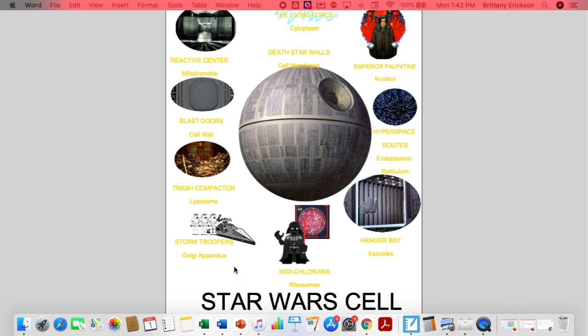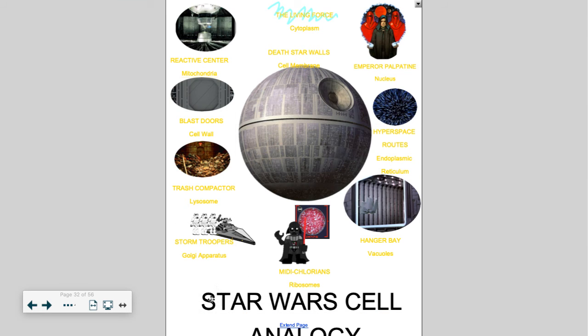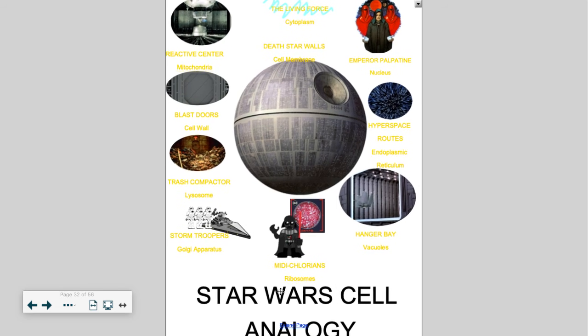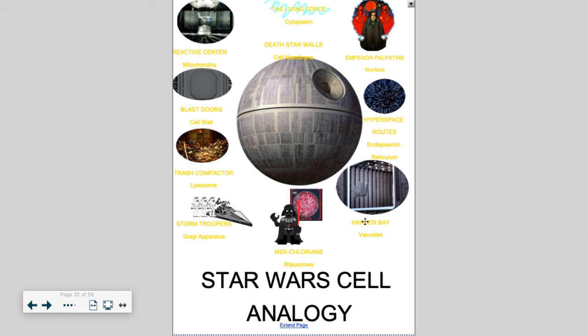Now in my notes and in your notes, I have the Star Wars cell analogy. Okay, this is not a perfect example, okay? You could think of other things to describe a cell too, but I kind of like Star Wars, right? So I decided to do one around the Death Star. Okay, so the Death Star walls, that would be my cell membrane. It's the barrier between space and the Death Star. Emperor Palpatine is the nucleus. He's kind of like the head honcho, controls everything.